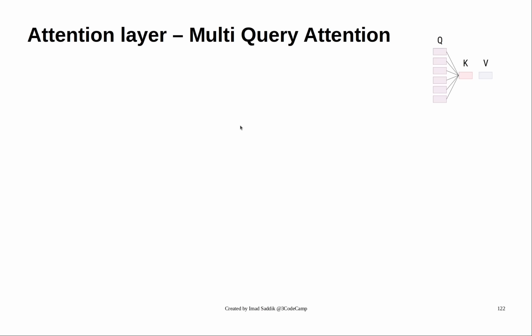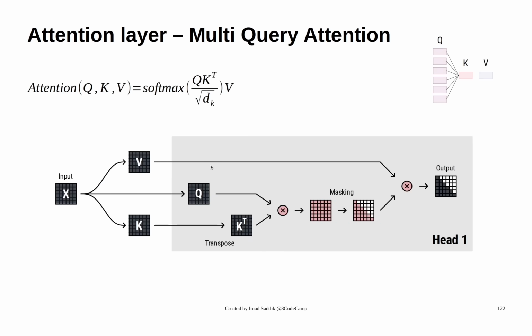Same as before, we have our diagram, the attention function, and here is the diagram that shows what goes inside one head. Do you see a difference? The key and value matrices are outside the head. This means that they are calculated once and used inside each head. This is the only difference between MQA and MHA. You can see that the rest is the same.